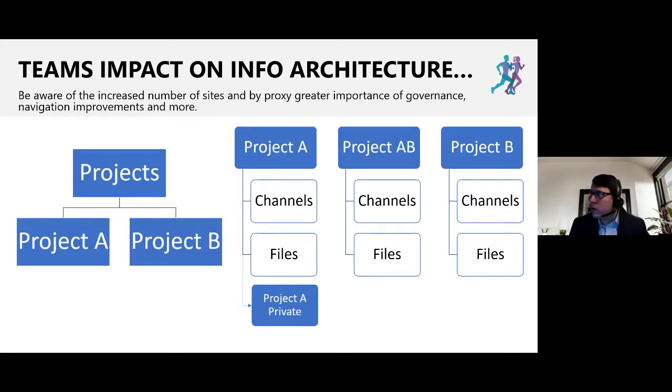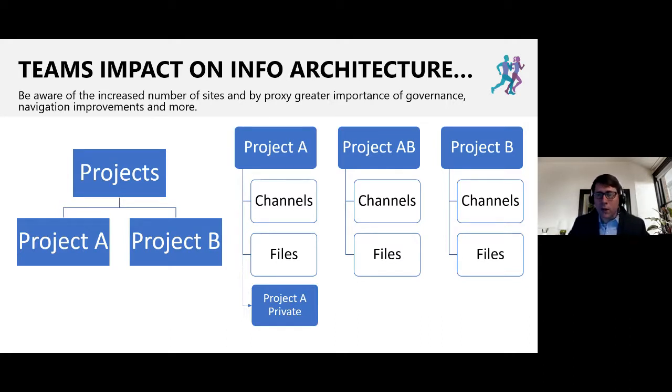Another great example of this problem at play is that for a lot of organizations, this is also very problematic for private. So if I have a subset of project A and I want to have a subset of access, then we often create what are called private channels, which also creates a SharePoint site collection on the back end.